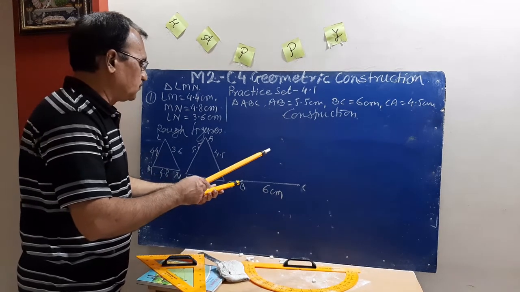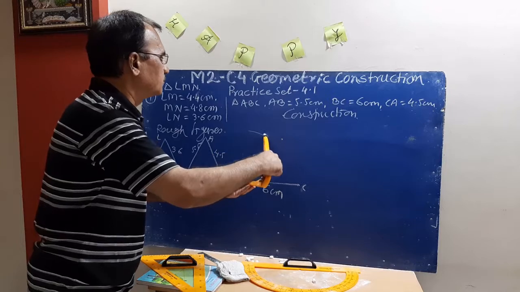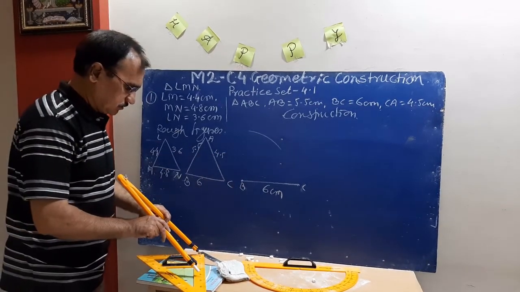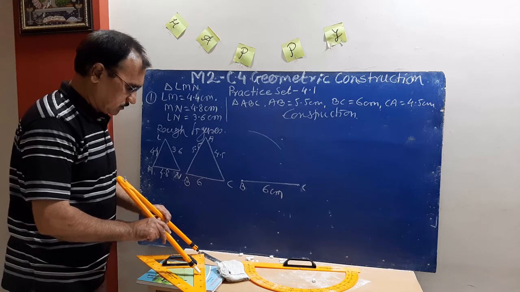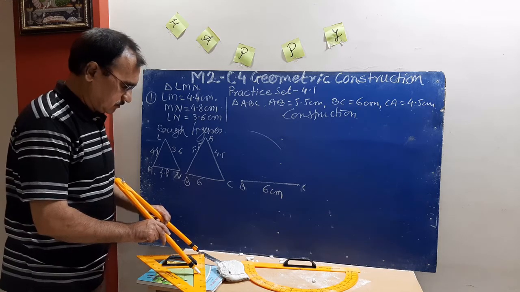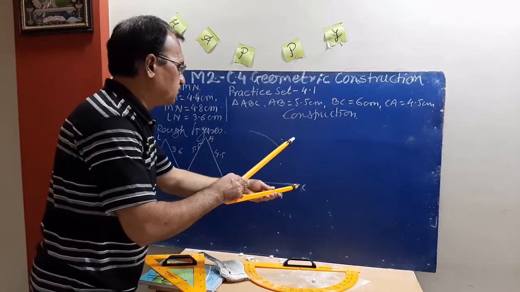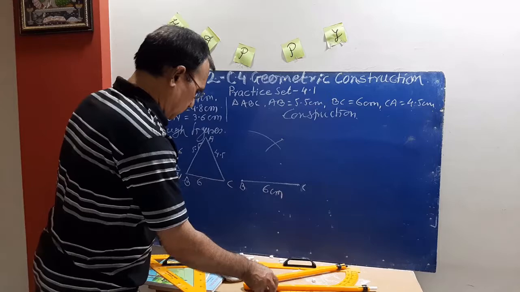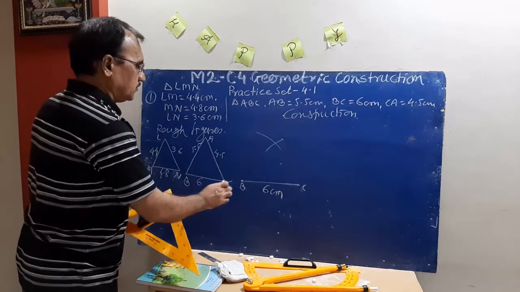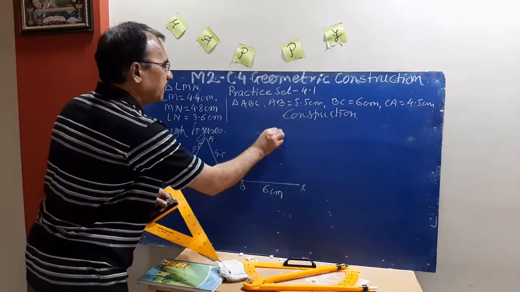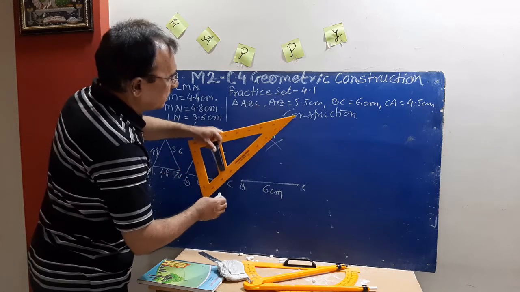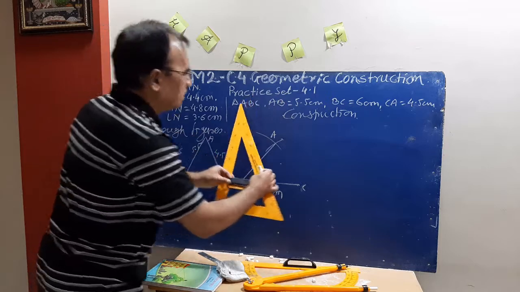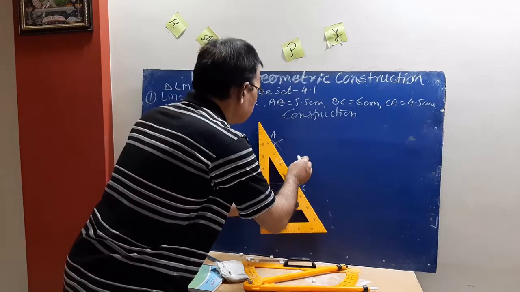This is 5.5. Then 4.5. Take radius 4.5 and draw an arc here which intersects the first arc. BC, this is point A. This is the remaining vertex, and this is the required triangle ABC.